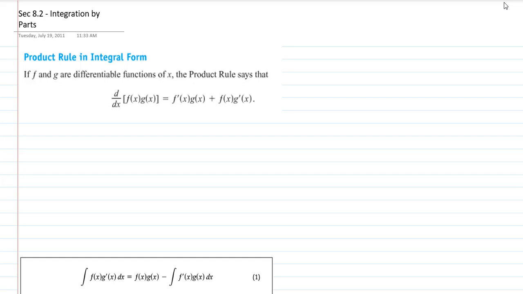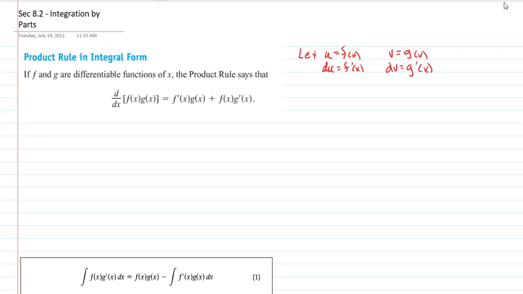So if f and g are differentiable functions of x, the product rule says that the derivative with respect to x of f times g of x is equal to the derivative of f times g plus f times the derivative of g. In order to simplify things, I'm going to do some substitutions here. Let's let u be equal to f of x, then du will be equal to f prime of x. And v, we're going to let be equal to g of x, so dv will be equal to g prime of x.